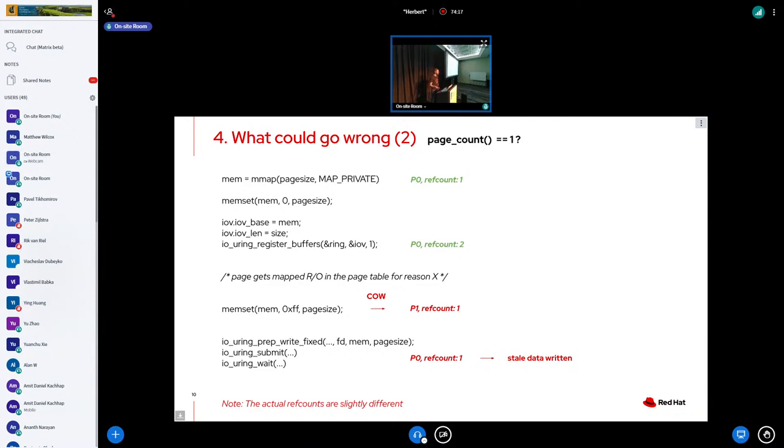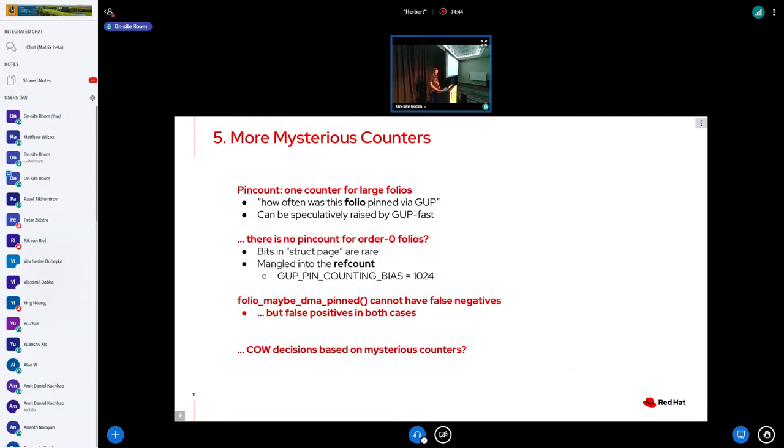For example, if the page accidentally got mapped read-only in the meantime, which can happen for various reasons, we would replace the page in our page table, and whatever the IOU ring obtained, like this pin, is no longer referencing the same page as our page table. So if you would write out, in this example, via IOU ring, the page content to a file, the file content would not match what's actually in the process page tables right now.